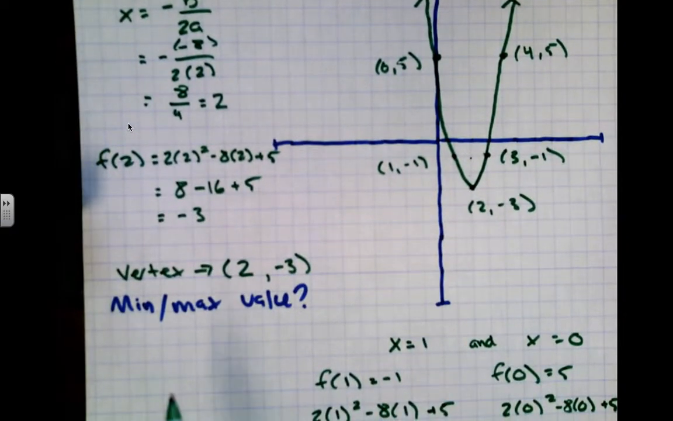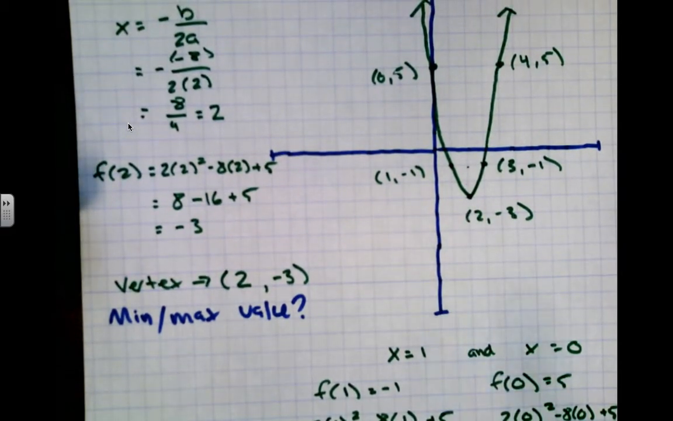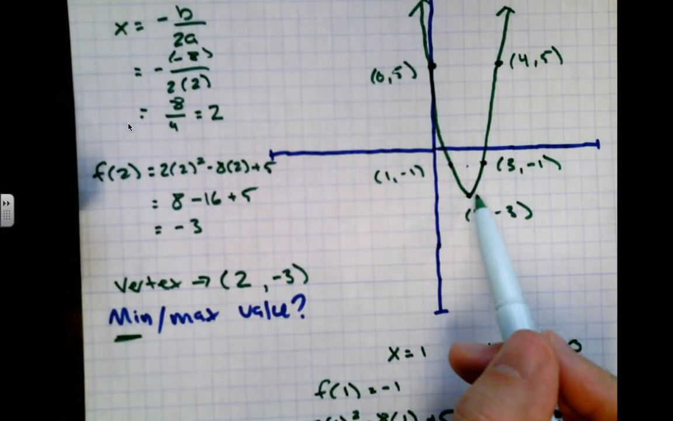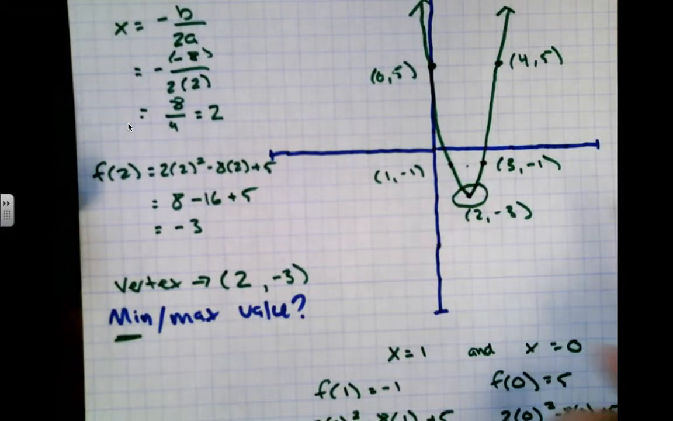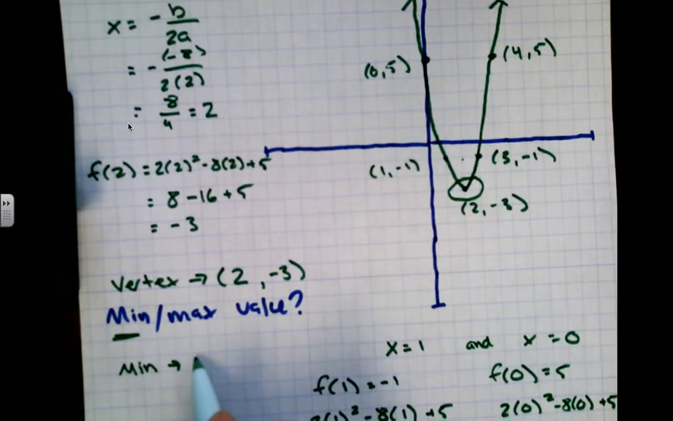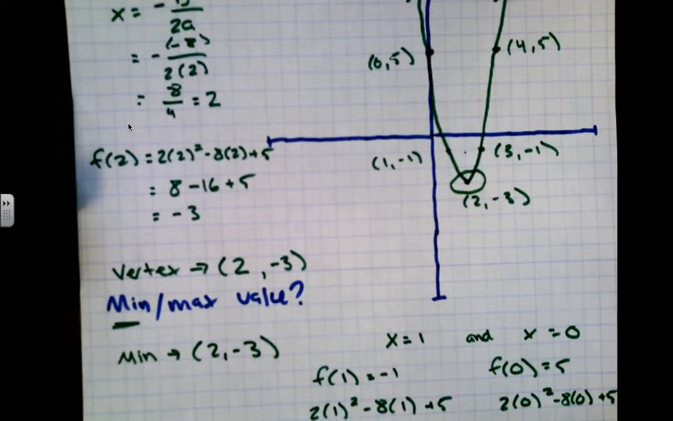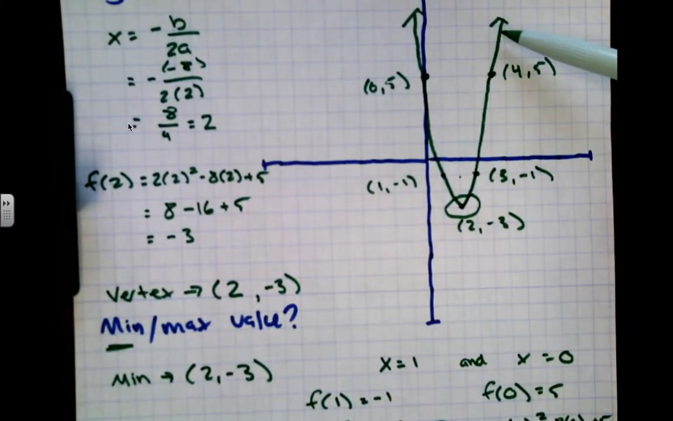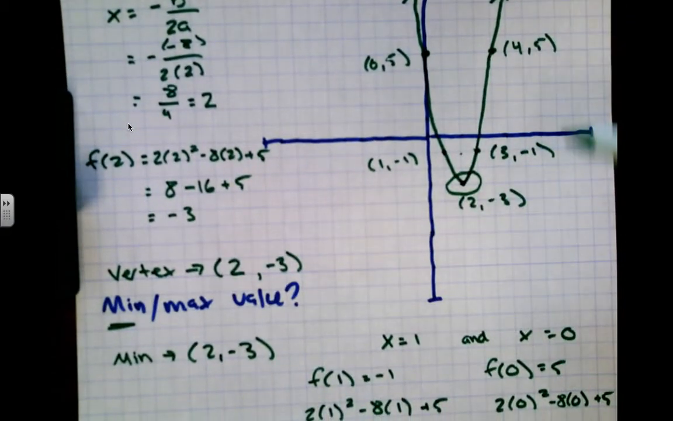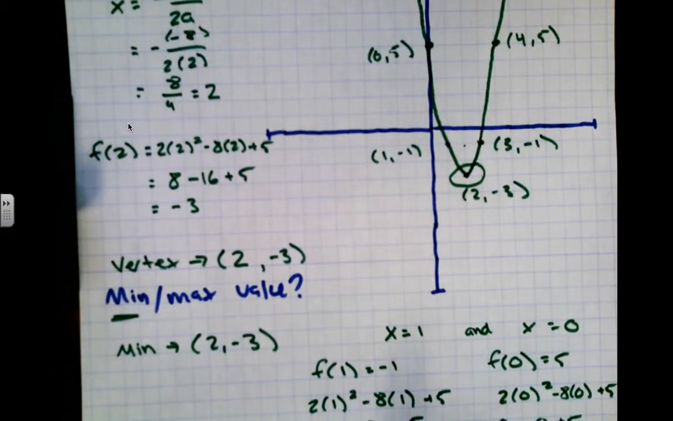So the question I was going to ask is, what is the minimum or maximum value of this? What we can identify is the minimum value. We could see that the minimum value of the entire function is our vertex at (2, -3). So I could say the minimum is at (2, -3). Our maximum is just going to be infinity. These arrows tell us that it's going to continue to grow, grow, grow, and grow. So there really is no point that we can identify as a maximum value, but we can identify the minimum.